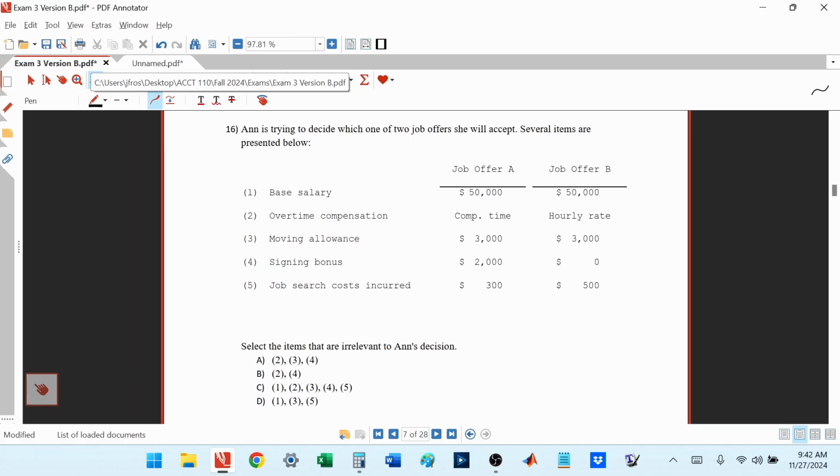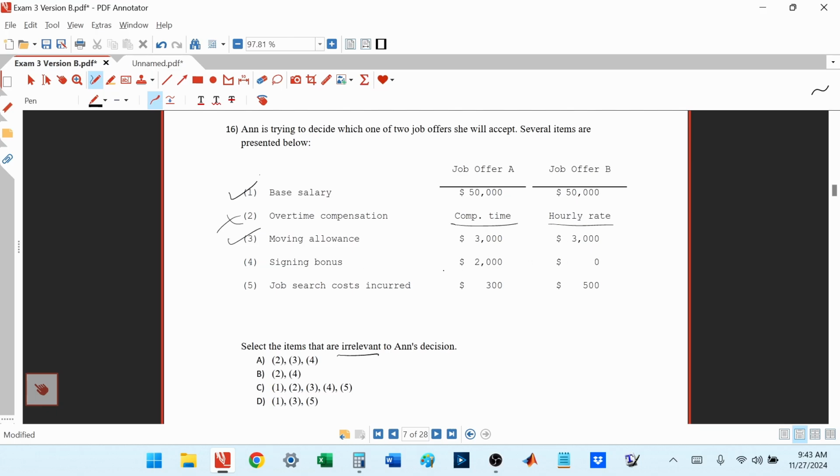Anne is trying to decide which one of the two job offers she will accept. Several items are presented below. We got two job offers. She's trying to decide between the two. Select the items that are irrelevant to Anne's decision. The base salary is irrelevant because it doesn't differ between the alternatives. Overtime compensation is relevant to her decision because for one alternative, she gets comp time and the other alternative hourly rate. So since that differs between the alternatives, it's relevant. That's relevant, therefore can't be an answer to the question. Moving allowance is irrelevant because it does not differ between the alternatives.